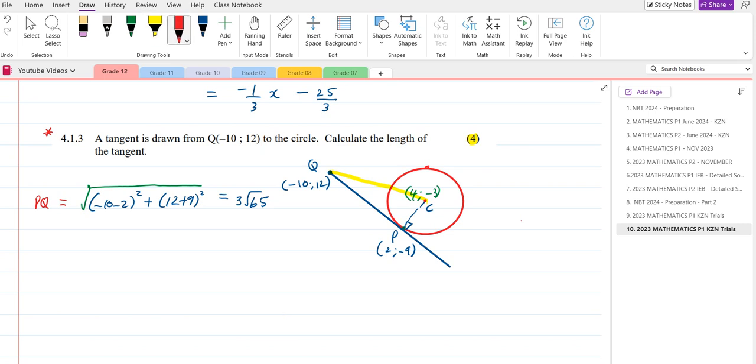Or if you try to imagine this as another tangent, if it's a different tangent, if another tangent is drawn from Q, I think that's why I said this question is ambiguous, right?